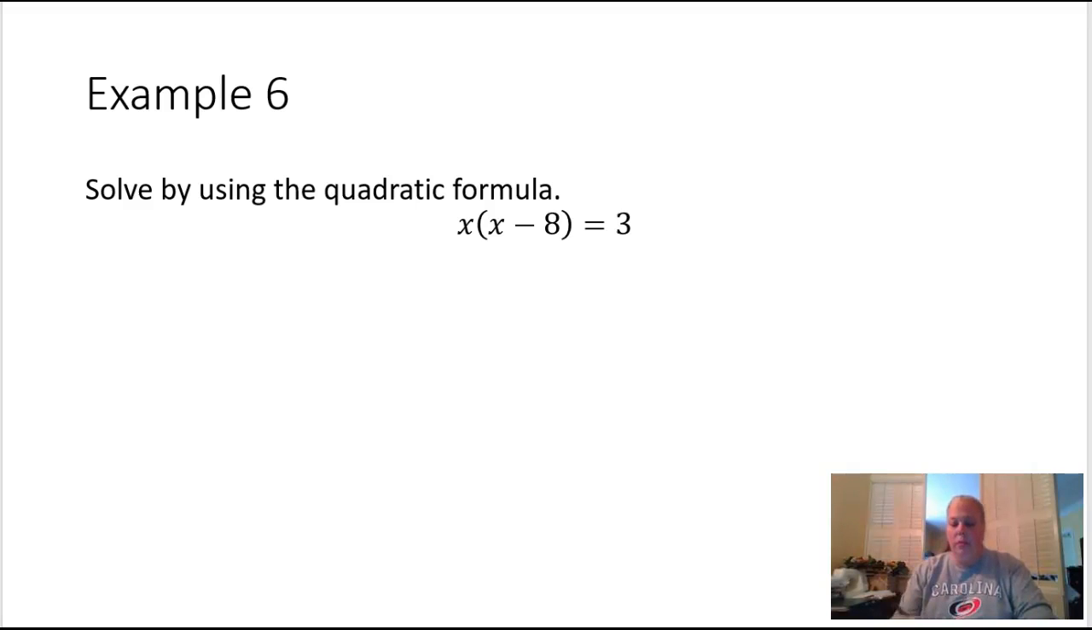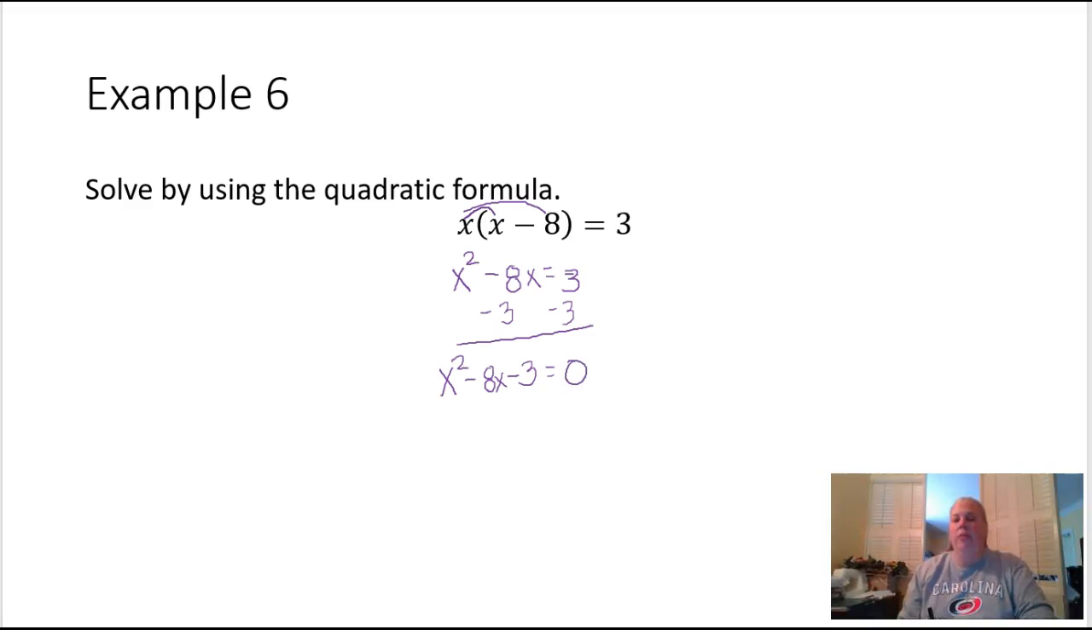So the first thing I'm going to do is distribute this x into the parentheses here. That's going to give me x squared minus 8x, and this is equal to 3. Now remember I said that it needs to be equal to 0 so we can use the quadratic formula. So let's subtract the 3 over to this side. None of these are like terms, so we have the quadratic equation x squared minus 8x minus 3 is equal to 0.